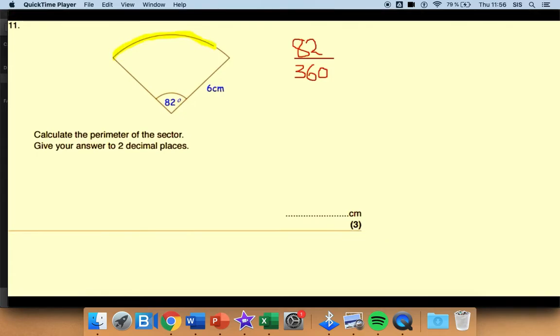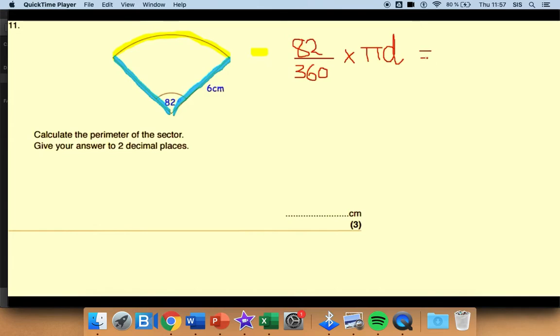So in order to calculate the arc, this is a fraction of the whole circle. So we need to write down it's a fraction 82/360 of the whole circle using the circumference formula. Now, the circumference formula can be used in one of two ways. You can either use 2 times pi times r, or alternatively you can use pi times d. Because 2 lots of the radius is the same as the diameter, either formula will work. Let's watch the screen to see what's going to happen.